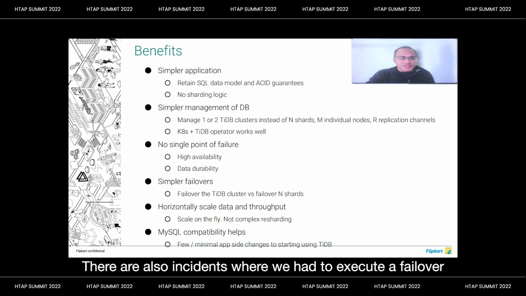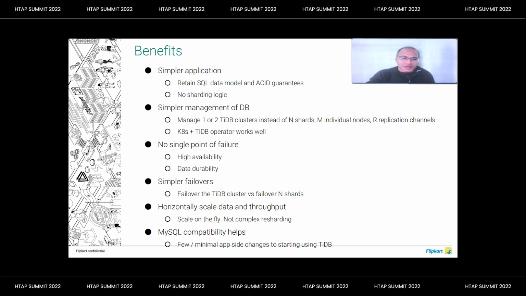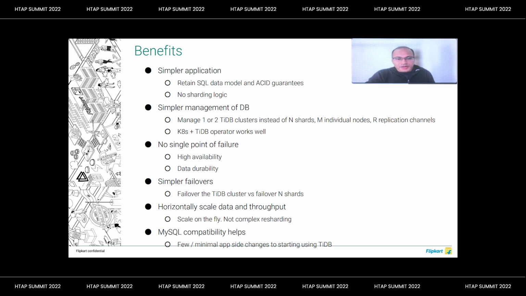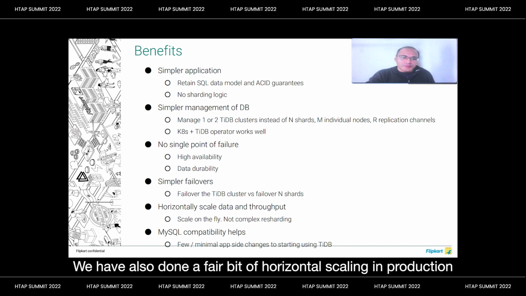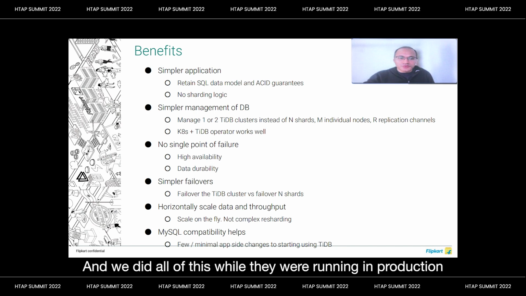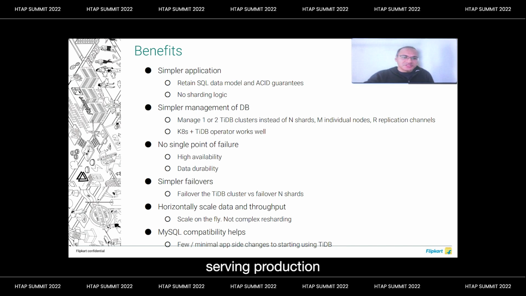There are also incidents where we had to execute a failover. They also went fine, and it was, of course, simpler failing over one cluster to another. And we have also done a fair bit of horizontal scaling in production. We have scaled up some of these clusters. We have scaled down some of these clusters. And we did all of this while they were running in production, serving production traffic. And so far, all this has worked really fine for us.